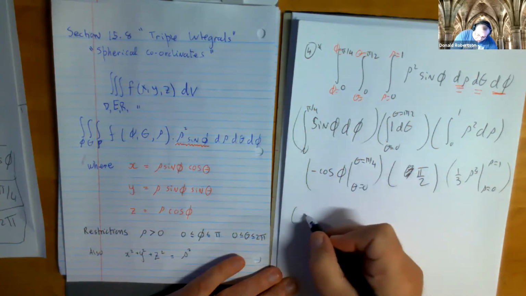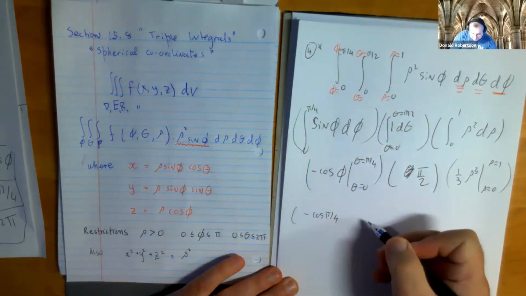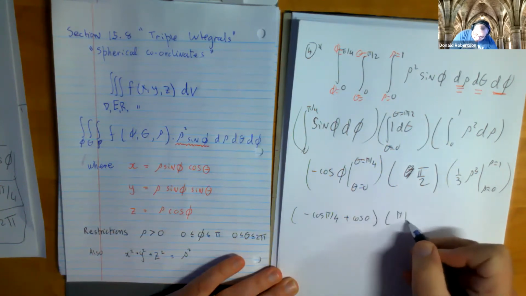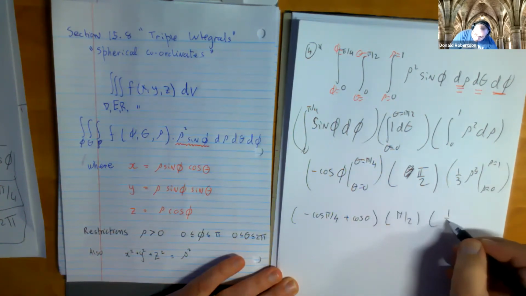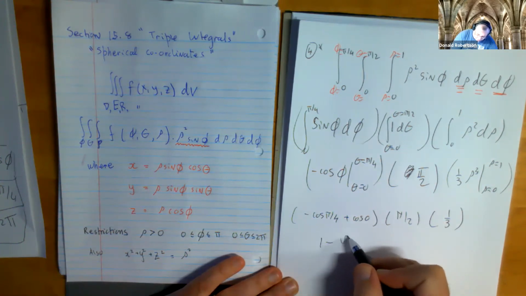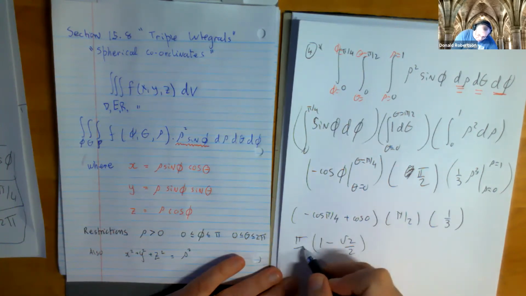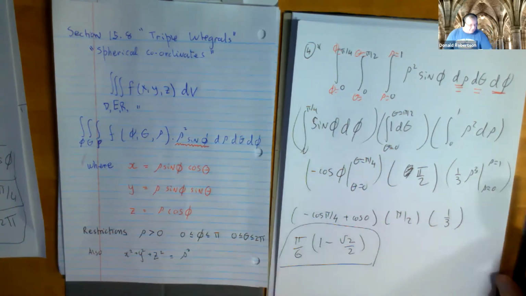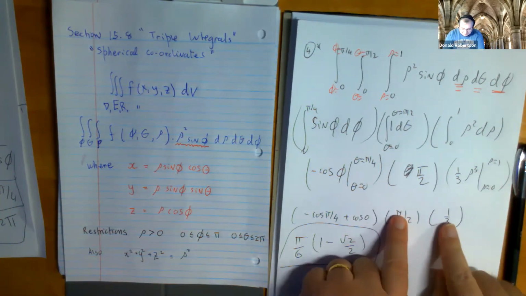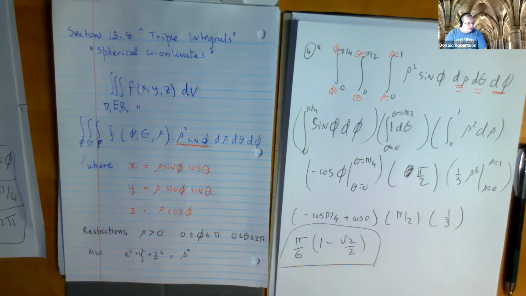Okay, that's a bit messy. Negative the cosine of pi upon 4. Take away negative is add. Add the cosine of 0, which is 1. So that's what that one's going to be. This is still pi upon 2. And this is going to be a third. That's 1 and that's root 2 over 2. And that's going to get me pi over 6. So that would be the final answer, I hope. We happy?